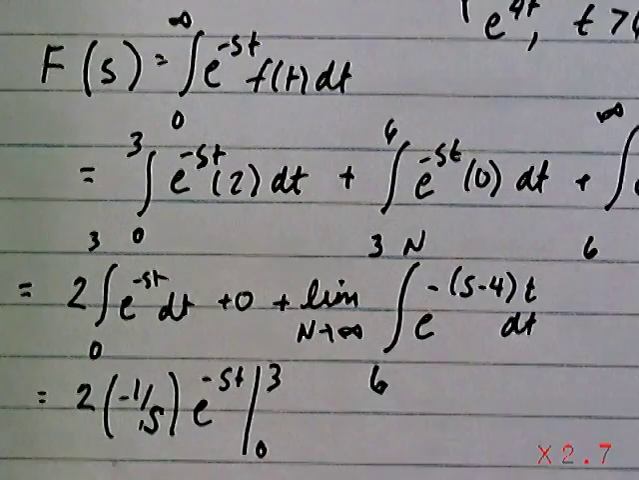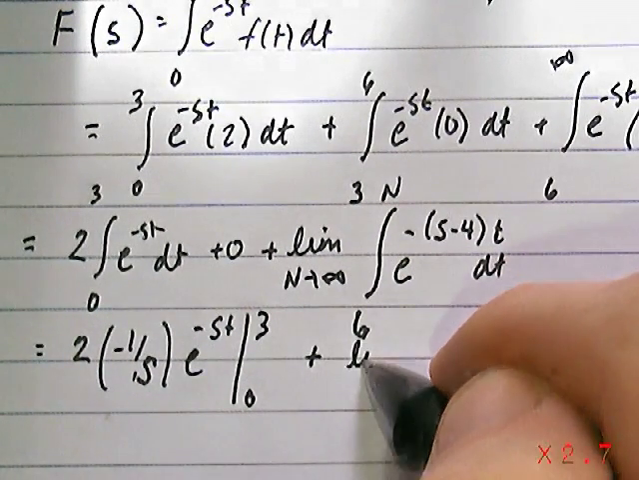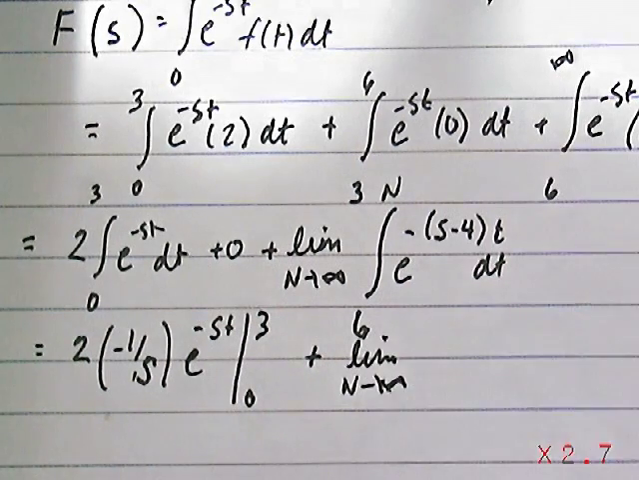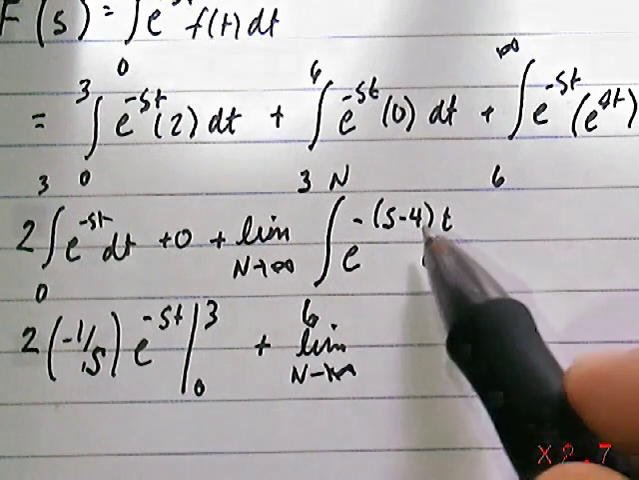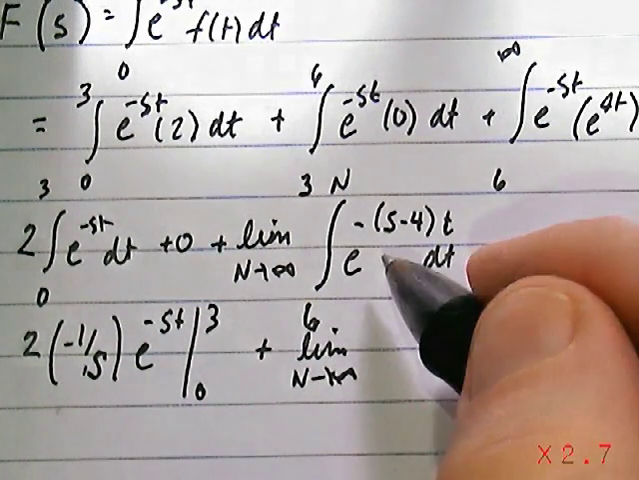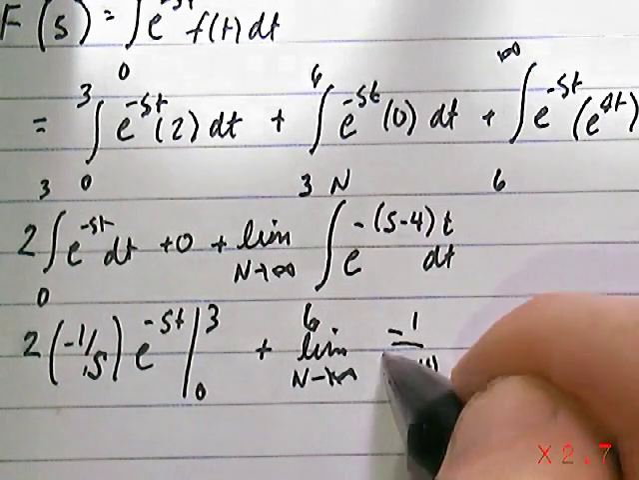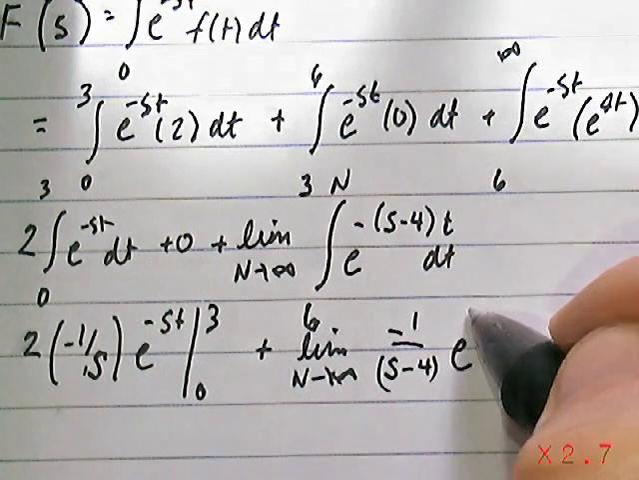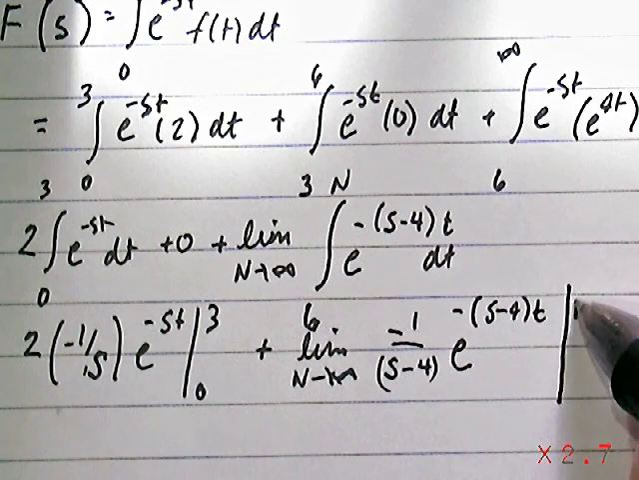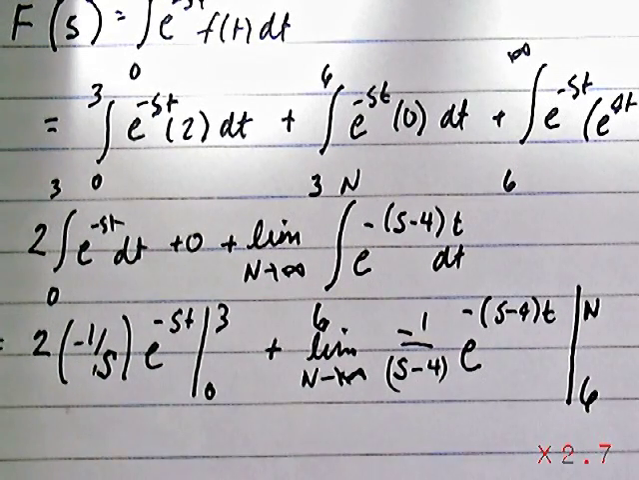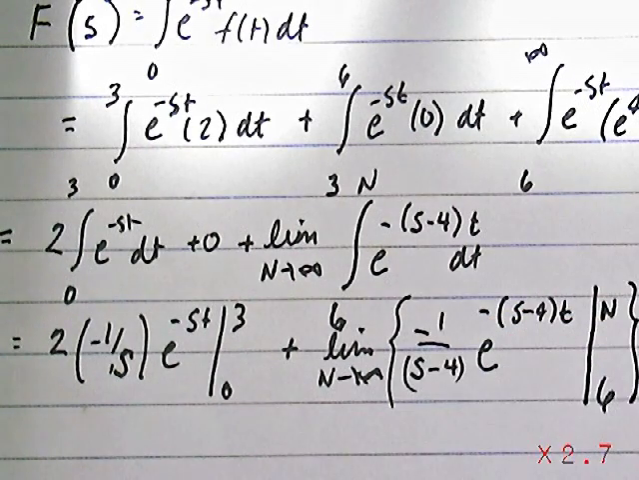So continuing on, looking at the other part of the integral, that'll be added to the limit as n goes to infinity of what? Let's go ahead and do that integration. Again, this is just a number here, s minus 4. Just think of that as a constant. Because the exponent's negative, we'll have negative 1 over quantity s minus 4, multiplied by e to the exponent s minus 4 times t. And then we'll evaluate that at n, and then evaluate it at 6. And of course, we're taking the limit of that as n goes to infinity.